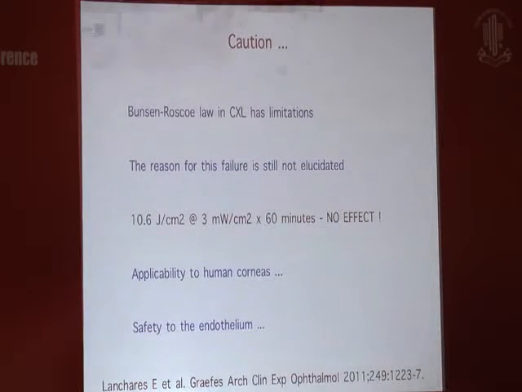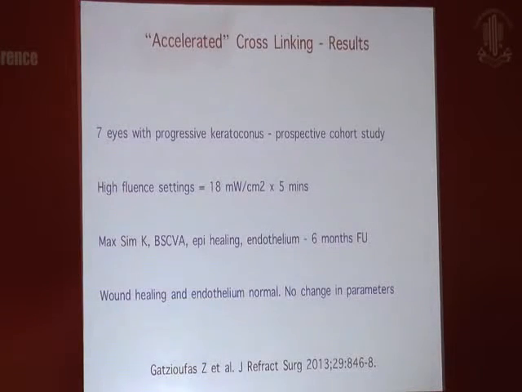The caution, however, is that the cornea tends to react to everything we throw at it, and therefore we should be a little careful in applying a law that applies to inorganic chemical processes to the human cornea. In this interesting study, where they doubled the radiant exposure to 10.6 joules by applying 3 milliwatts for 60 minutes, there was actually no effect on corneal rigidity, meaning that whatever crosslinks occurred in the first 30 minutes were delinked in the next 30. Therefore, we do have issues about applicability of this law to the human cornea, and some experts have voiced concern about exposing the cornea to increasing intensities of radiation because of endothelial safety concerns.